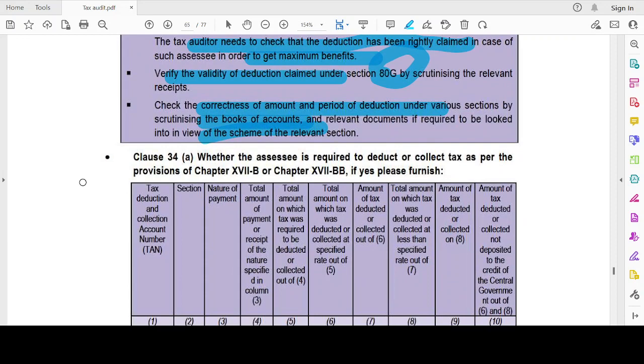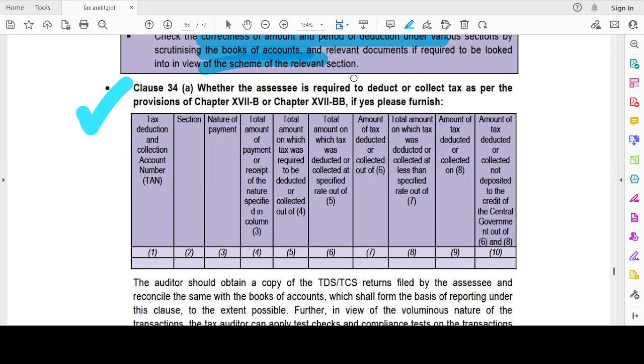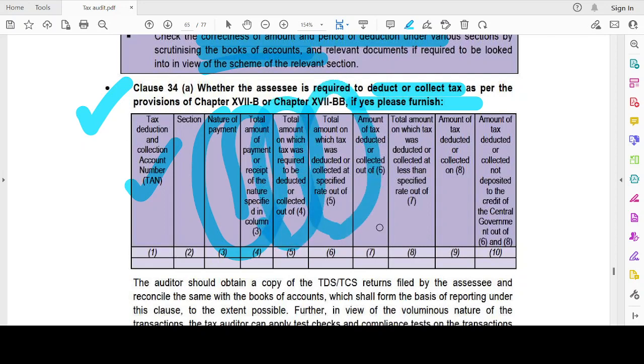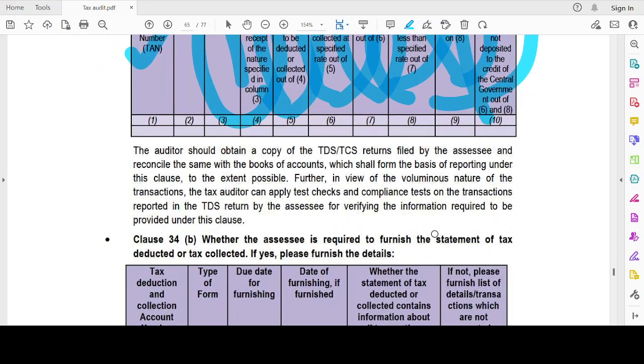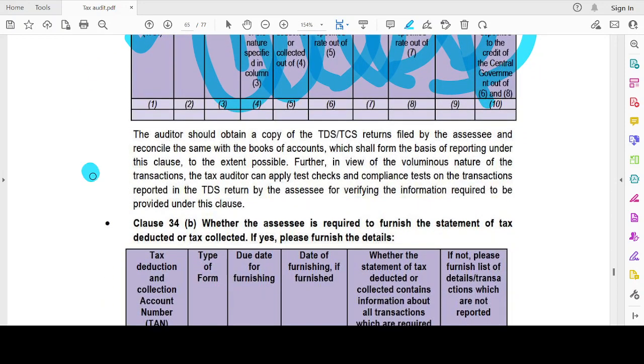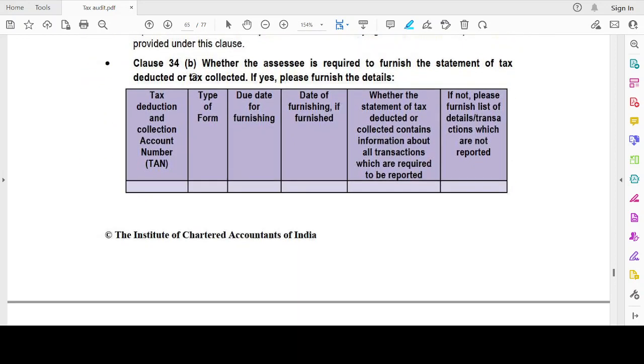Now, clause 34A. Where the assessee is required to deduct or collect tax as per the provisions of Chapter 17B or 17BB, if yes, please furnish. Have to give the TAN, section, nature of payment, total amount of payment on which tax was required to be deducted, total amount on which tax was deducted, amount of tax deducted, amount of tax deducted less than required, amount of tax collected, and then not deposited. This I have to give. This can be reconciled with the copy of the TDS or TCS return filed.